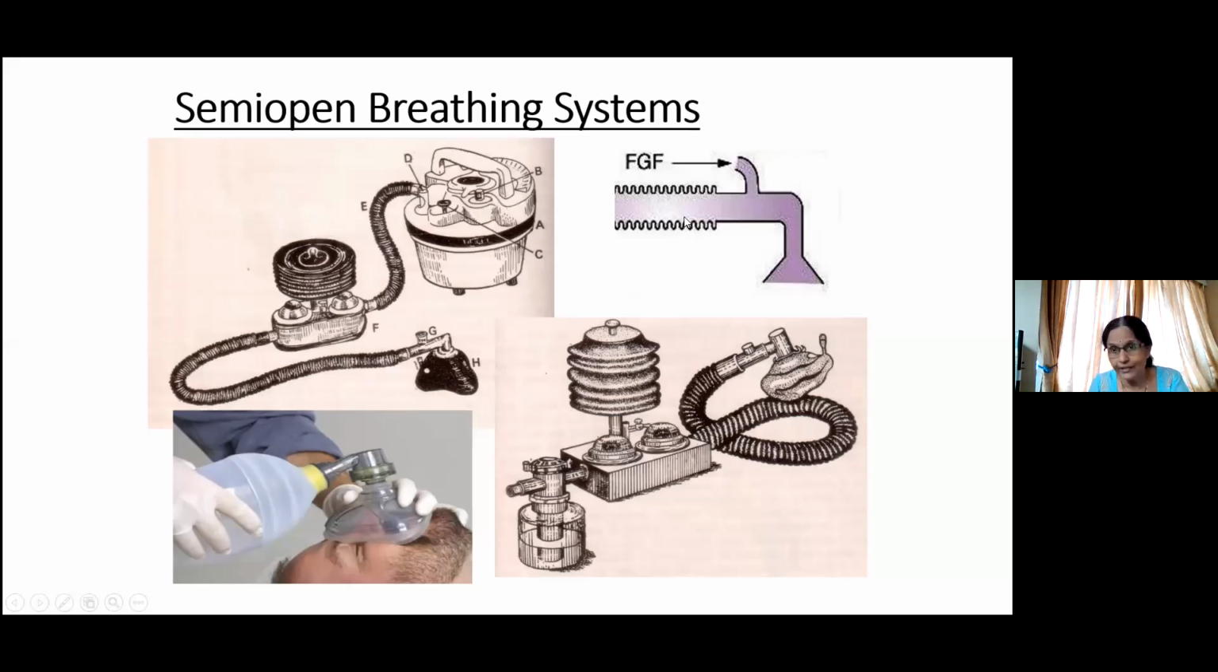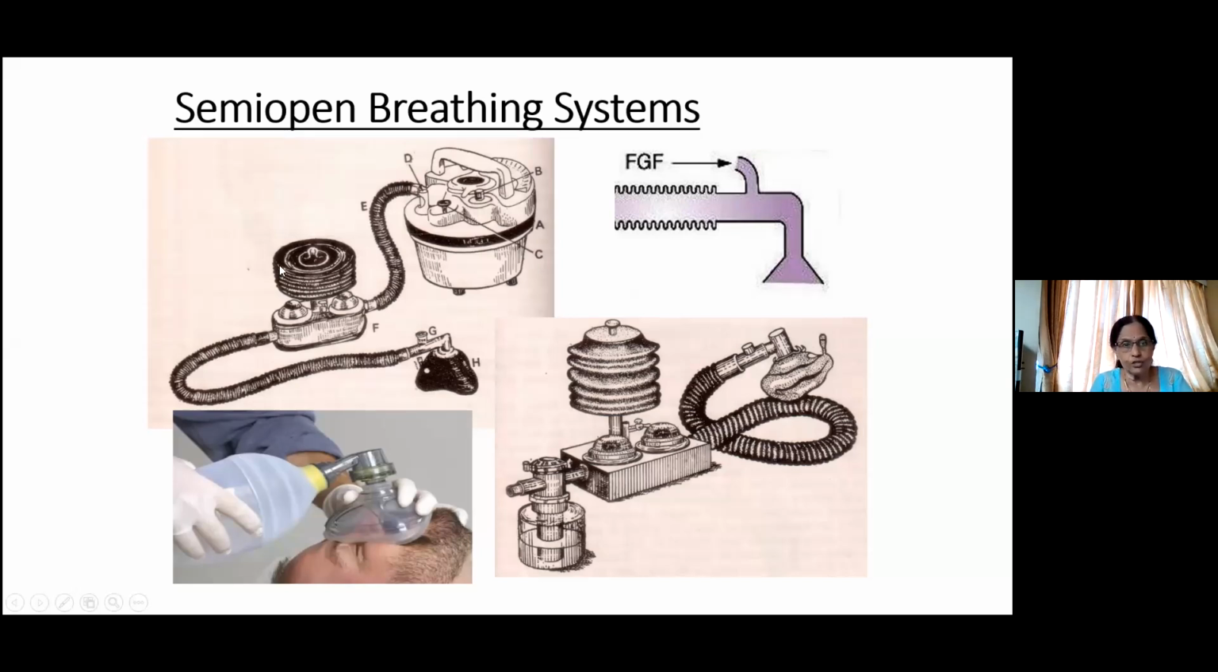Because in controlled breathing, even if your fresh gas flow is less, you cannot ventilate the patient. You have to increase the flow. So in controlled breathing, it can never become semi-open. Only on spontaneous breathing, it can become semi-open. All your patients who are on TPs with oxygen, they all draw in room air. So it becomes a semi-open breathing system.